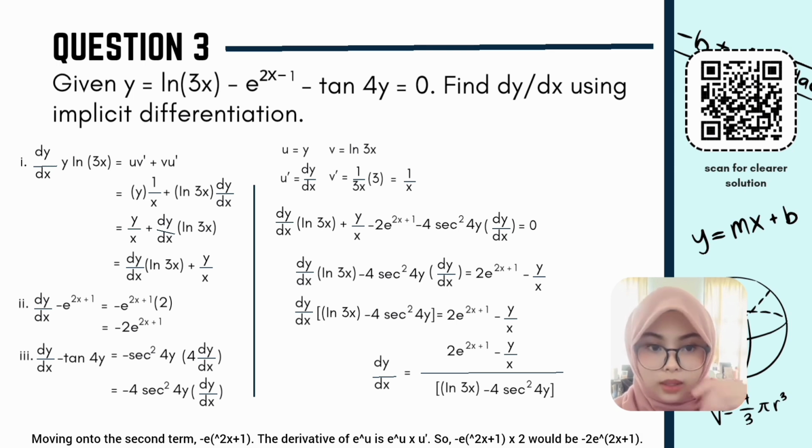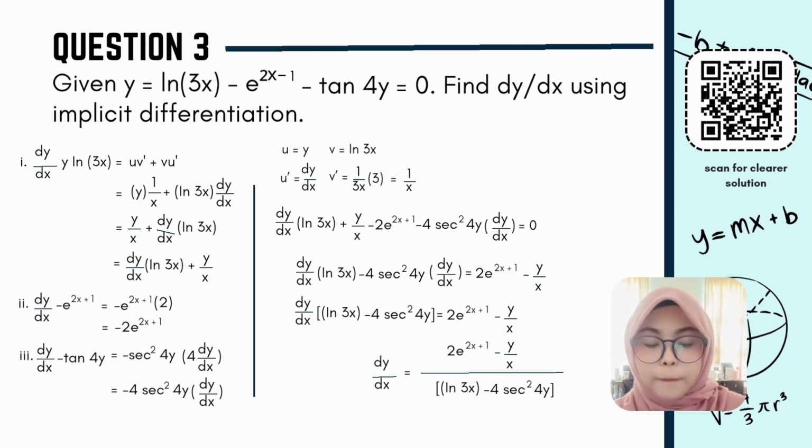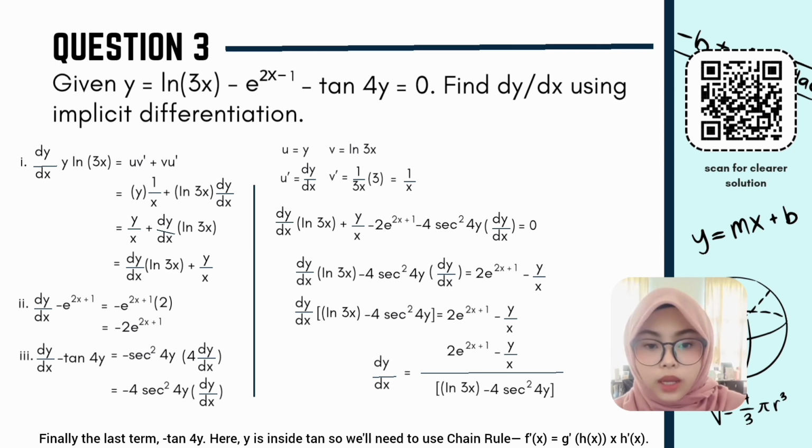Moving on to the second term, negative e to the power of (2x plus 1). The derivative of e to the power of u is e to the power of u times u prime. So minus e to the power of 2x plus 1 times 2 would be negative 2e to the power of 2x plus 1.